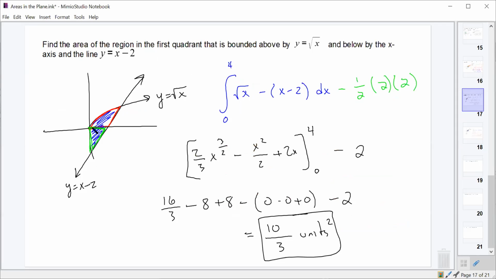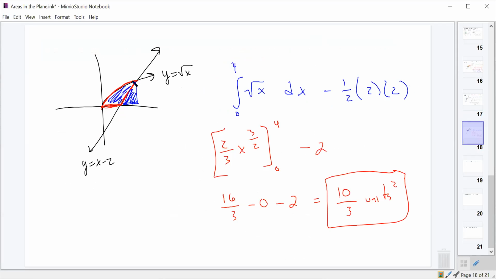In this one, we found the area between root x and x minus 2 from 0 to 4. So we found this, and then took off this triangle on the bottom. So effectively, we're doing a very similar thing, but the integrals that we've used each time, like this original integral, found a different section than the original integral here. Got it. Thanks. That makes sense.